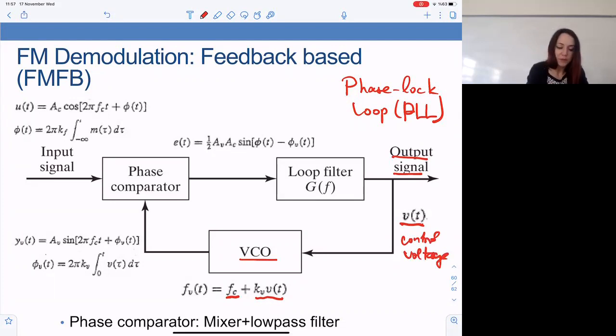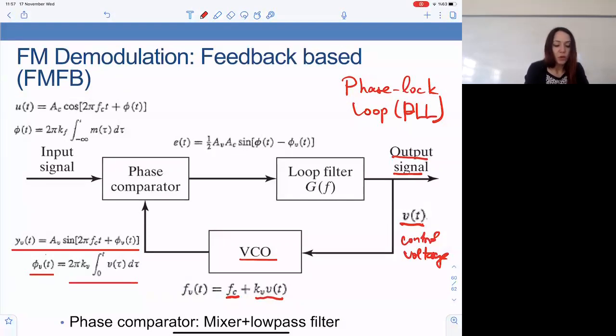So let's see what happens. This is the output. It's basically an FM modulated waveform, essentially, a little bit different. Phi v(t) is the phase at the output of the VCO, which is 2 pi kv times the integral from 0 to t of v(tau) d tau. We are assuming a boundary condition that v(0) is 0.